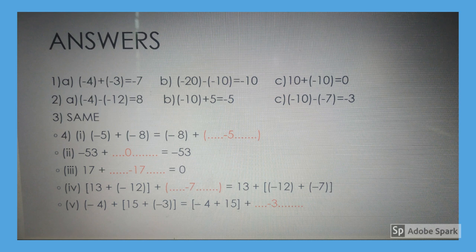For C1, they've asked us to write a negative and a positive integer whose difference is -3. So I've written -10 minus -7, which is equal to -3.